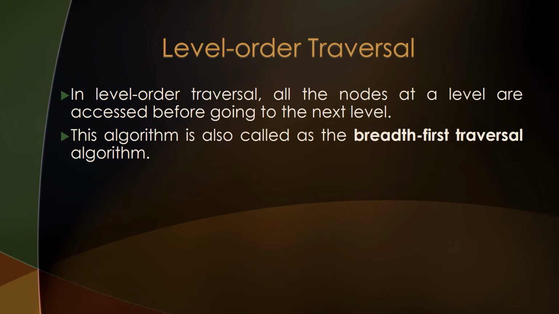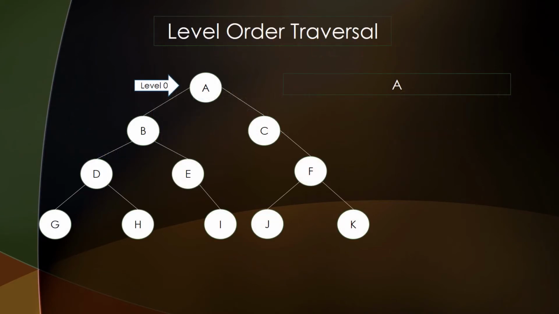So now we'll start the algorithm, and as the algorithm states, we'll move level by level. So we'll begin with level 0, that is the root node. Since there is one root node in any tree, root node A will be the first node to be inserted into the array, and hence we have inserted A into the array.